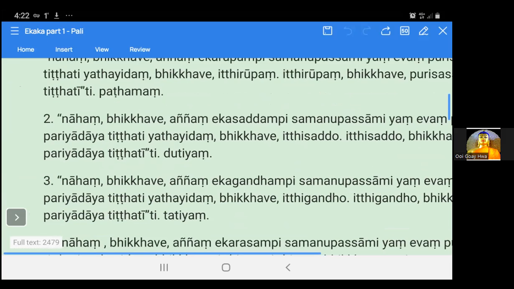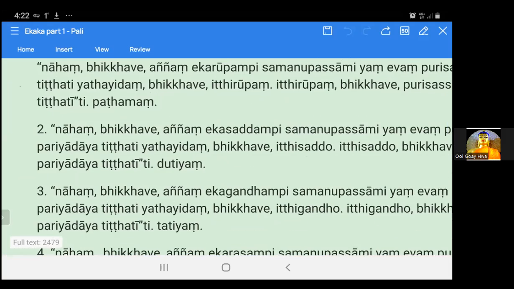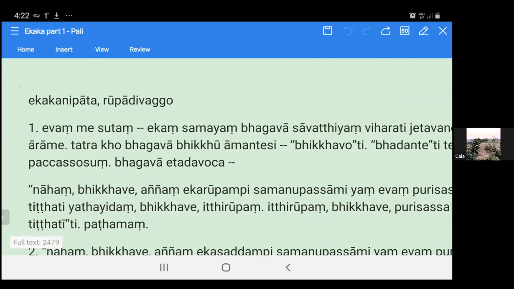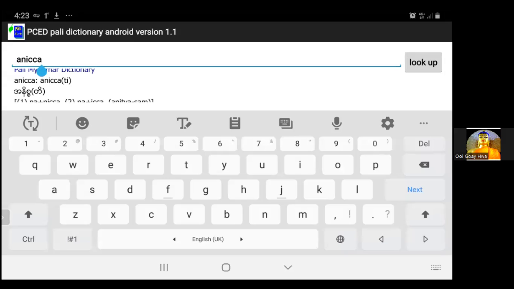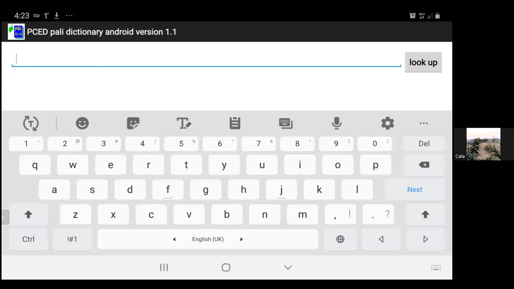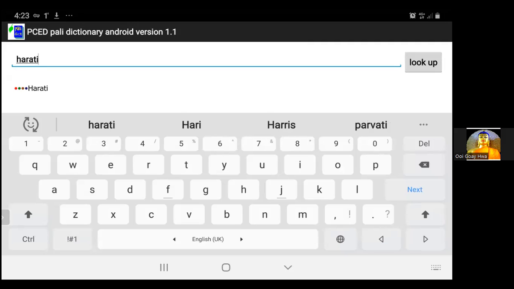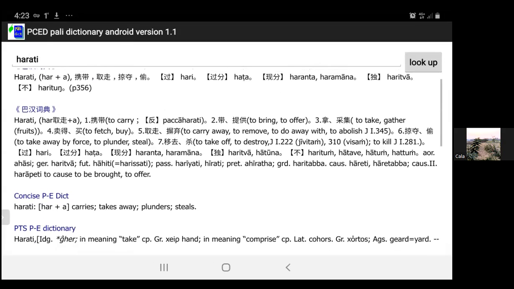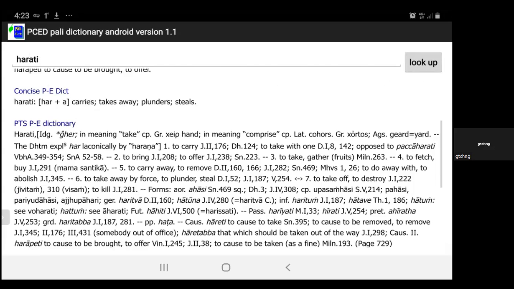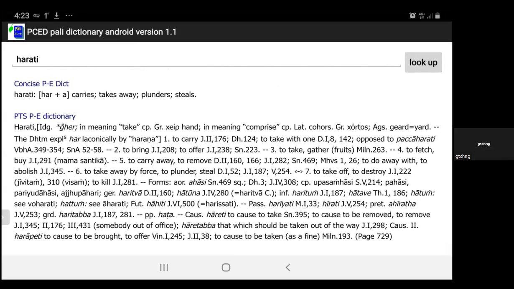The harati, is it carry? Take, yeah. Take or carry away. So harati is carry away. Let me see. Carry or take away, isn't it? Take away, there's another meaning, aharati. So this is carry. Yeah, it has two meanings. Carry. Bring. Take. Carries away, takes away.